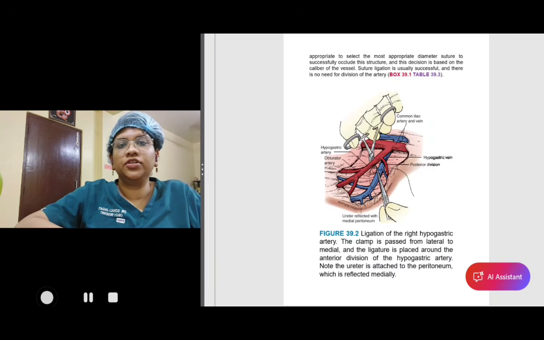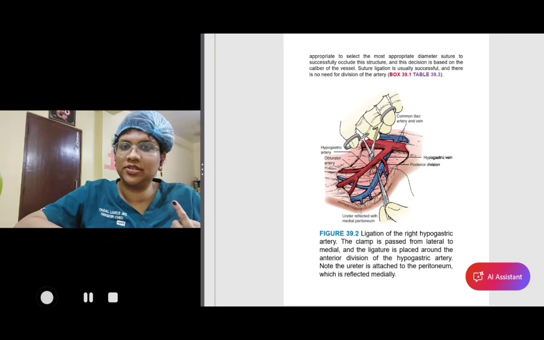The anterior division first gives rise to the obturator artery. The obturator artery supplies mainly the iliac fossa and the obturator internus muscle. Then comes your internal pudendal artery. Now this is a very important structure which is included in your PIN structures which cross your ischial spine.